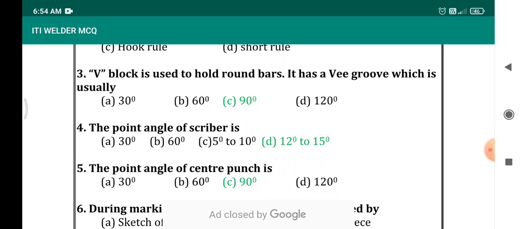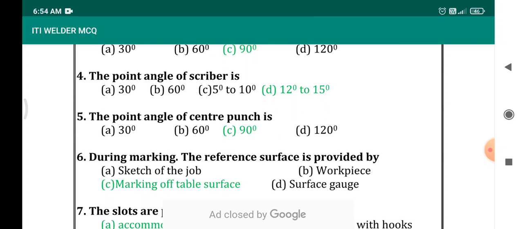The point angle of a scriber. As the angle decreases, the instrument becomes sharper. For center punch, the angle is 90 degree. For prick punch, it is 60 degree. For scriber, it is 12 to 15 degree. The point angle of a center punch is 90 degree.